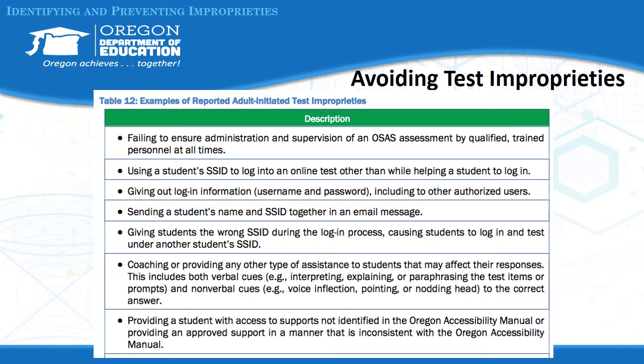The tables in section 3.1 and 3.2 of the TAM provide multiple, though not exhaustive, examples of both adult and student-initiated test improprieties. These examples should be reviewed with all test administrators as practices to avoid. Please emphasize the importance of covering up materials that are posted on the walls, whether in classrooms, computer labs, libraries, or other testing locations. If there is any doubt, please cover it up.